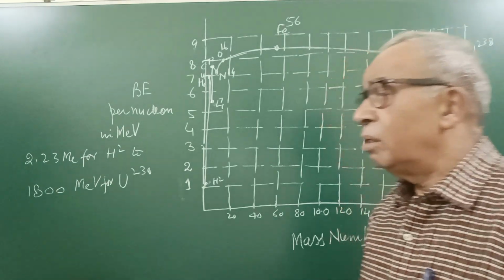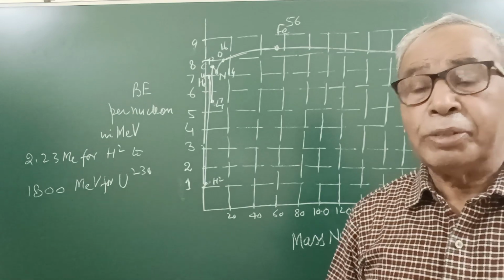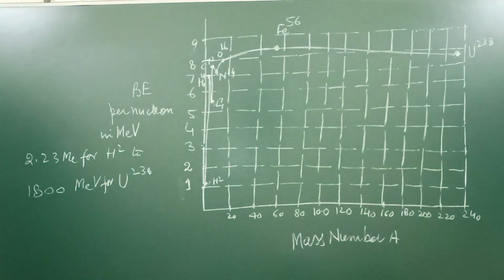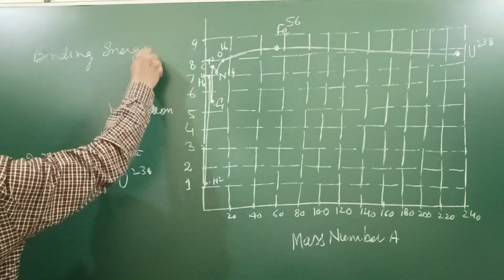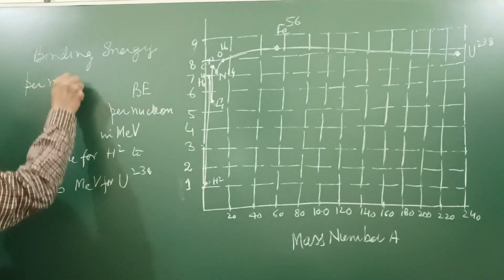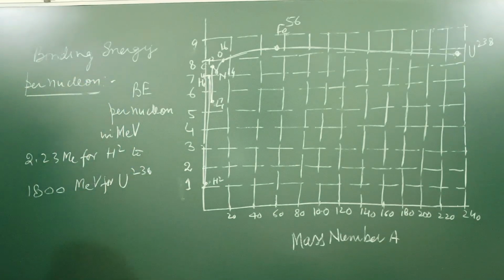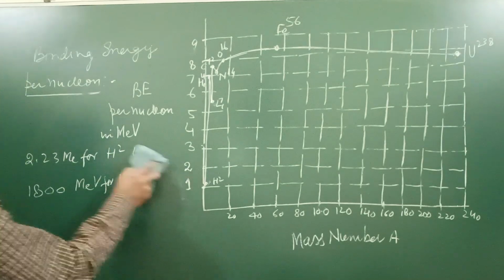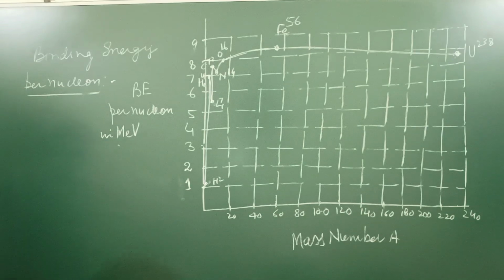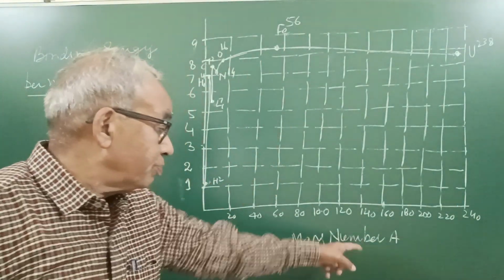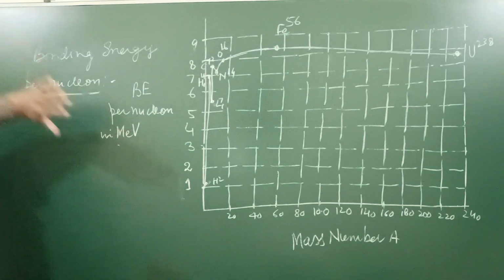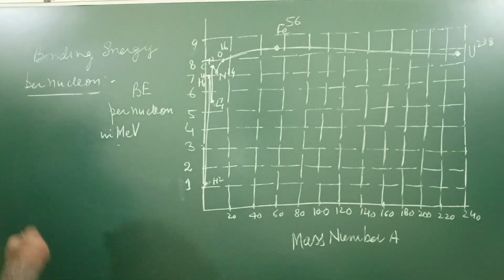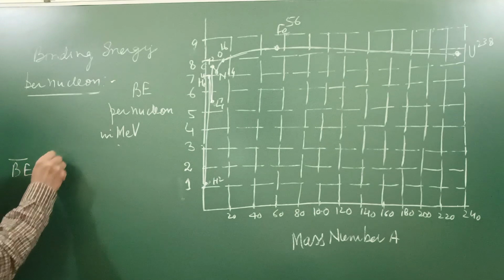Now, to understand the stability of a nucleus, we need binding energy per nucleon. What is this binding energy per nucleon? It is defined as the binding energy of nucleus divided by its mass number A. Number of nucleon is represented by mass number A. So binding energy divided by mass number A is called binding energy per nucleon. Some people write it as BE bar is equal to BE upon A.